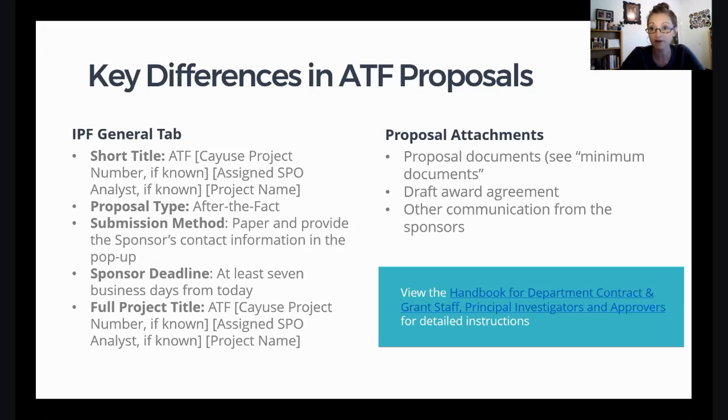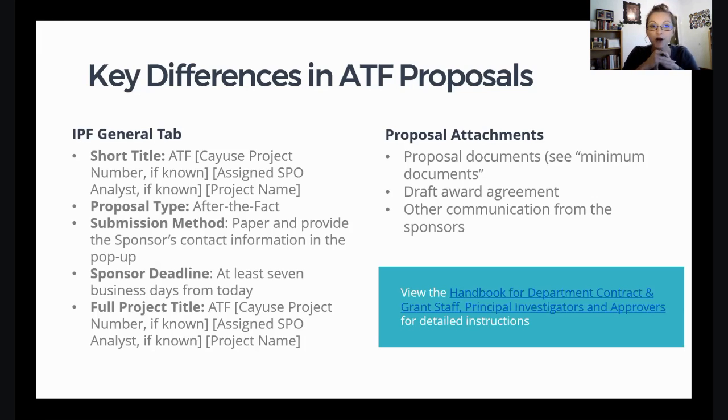That would be the person's name and contact information, phone number, email that we should be dealing with in Sponsored Programs regarding that award. For the sponsor deadline, it should be at least 7 business days from the current date. If the sponsor is giving you a specific date, you can indicate that in there. And then for the full project title, go ahead and repeat the short project name. On our list, when we search, we see the full project title. So if you go ahead and do both in both places, we'll see it really quickly when we're assigning it. It'll help us in the assignment process. Otherwise, we have to open up a few more things and do a little bit more digging.